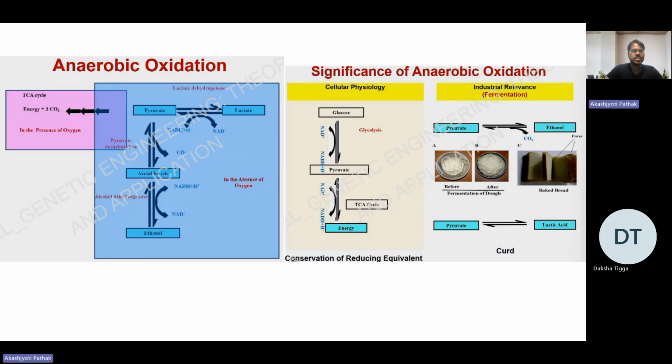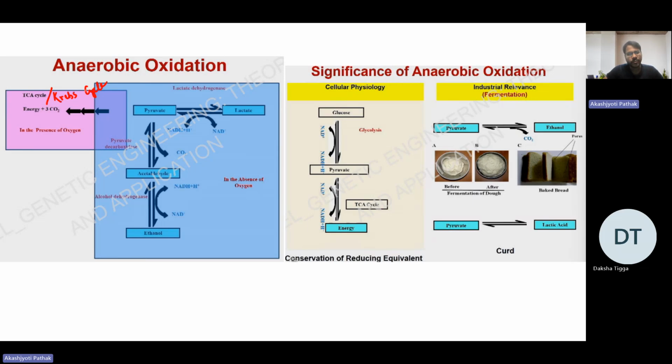So that is what has been shown in this figure. In the presence of oxygen, this TCA cycle or Krebs cycle will take place, while in the absence of oxygen, anaerobic oxidation will take place. So what happens in anaerobic oxidation? Anaerobic oxidation means only your glycolysis is running.